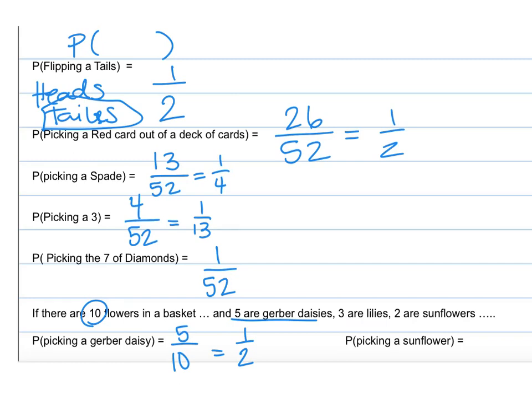Probability of picking a sunflower. Well, here it's telling me there's 2 sunflowers, so that goes on the top. Total outcomes on the bottom, which is 10, so that would simplify to 1/5. So a much better probability that you would pick a Gerber. Now, again, all of these events that are happening are at random. They are all equally as likely to happen. There's not one that outweighs the other.